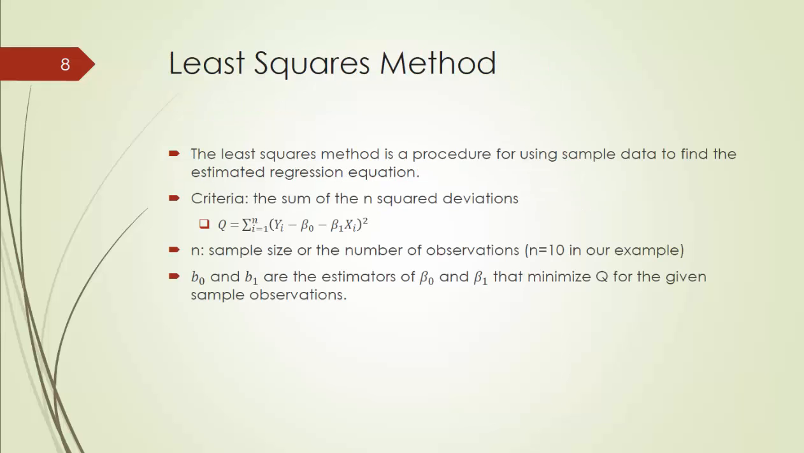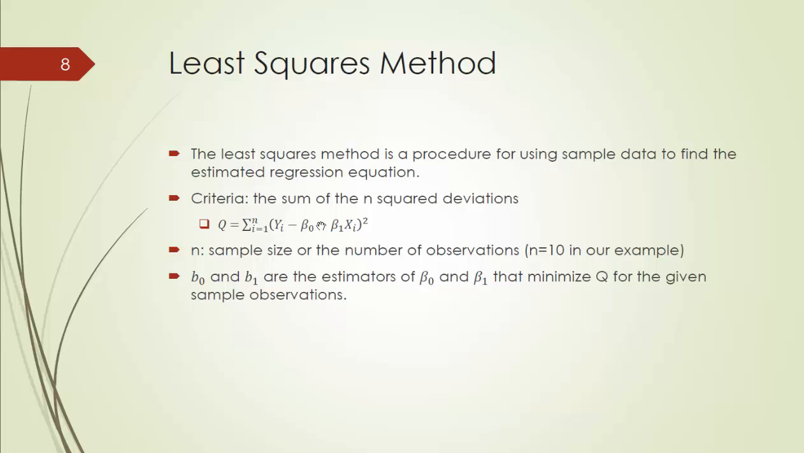Arguably, the most popular way to estimate the regression equation is the least squares method. The criterion used in the least squares method is the sum of the n squared deviations, which is given by this formula. For convenience, we call the sum of the n squared deviations Q. Here, n is called the sample size, which is the number of observations in the given sample. In our example, the sample size n is equal to 10.